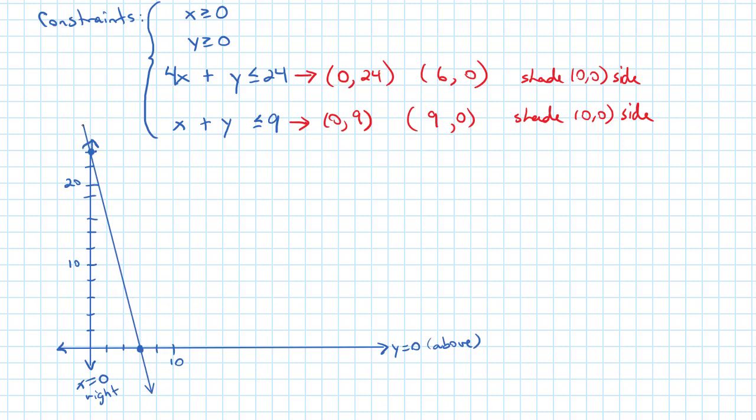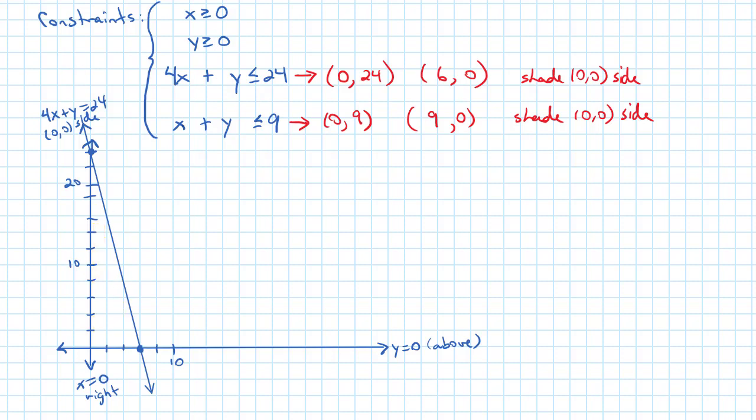Let's label that boundary line equation: 4x plus y equals 24, and we need to shade the 0, 0 side. So now, rather than the entire quadrant, we have to limit ourselves to the 0, 0 side of this line. So we're looking at this triangle.